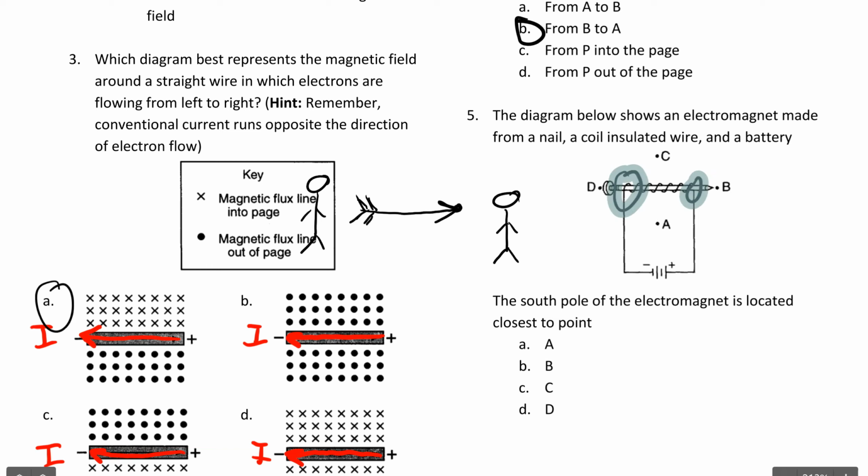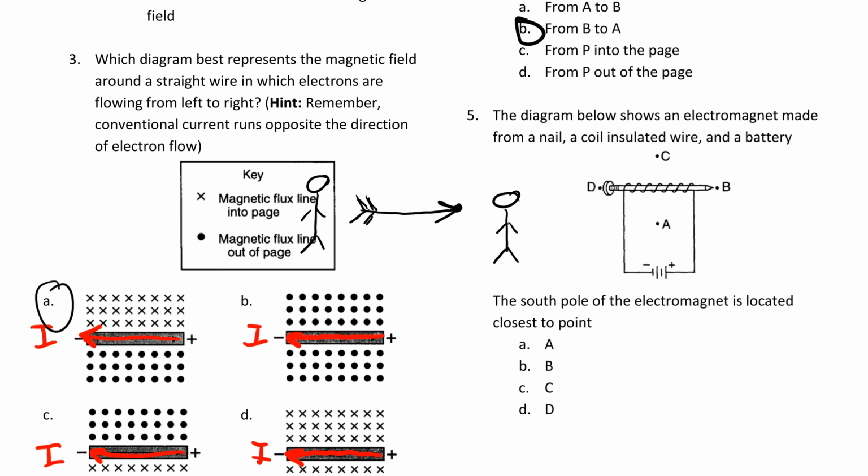On the left, right here, the wire is in front of that nail, and then it wraps behind it here. And that's going to help us determine what direction to wrap our fingers in, the direction of conventional current. Let's read the problem. It says the diagram below shows an electromagnet made from a nail, a coil, insulated wire, and a battery. The south pole of the electromagnet is located closest to point A, B, C, or D.